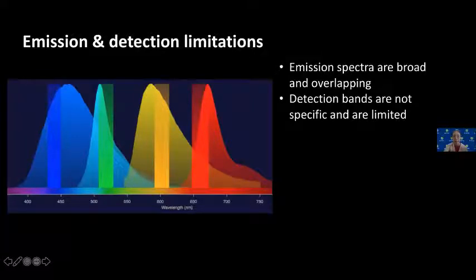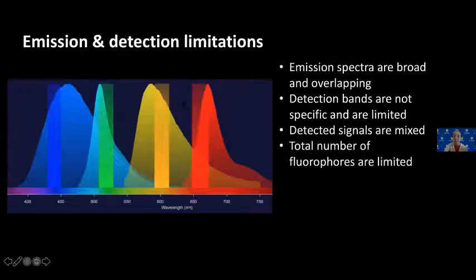We can see that the detection bands are also not very specific, which means each has a range rather than a specific point. And because each has a range, the number of detection bands we can place here is limited. So with all of this, we can see that the detection signals will ultimately be mixed, even with only 4 fluorophores here. Also the total number of fluorophores we can detect is limited, so we cannot detect as many fluorophores as we want. Usually for a very standard multiphoton microscope, people usually detect 2 colors.